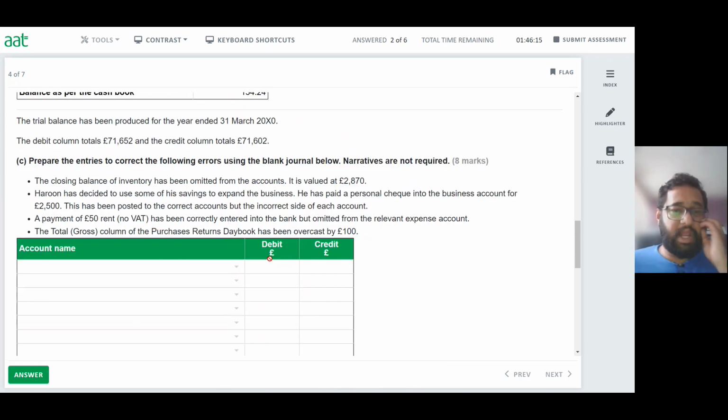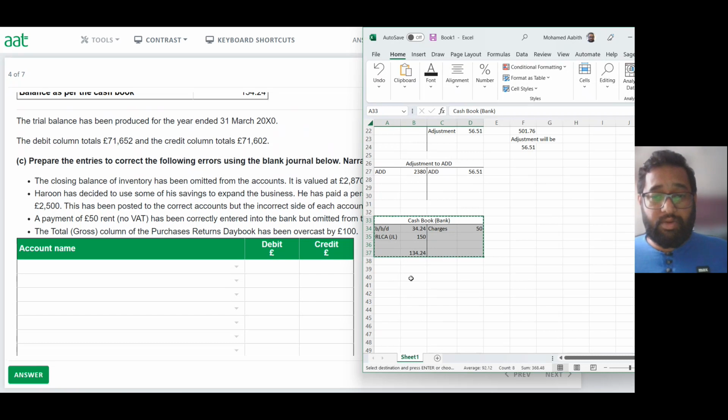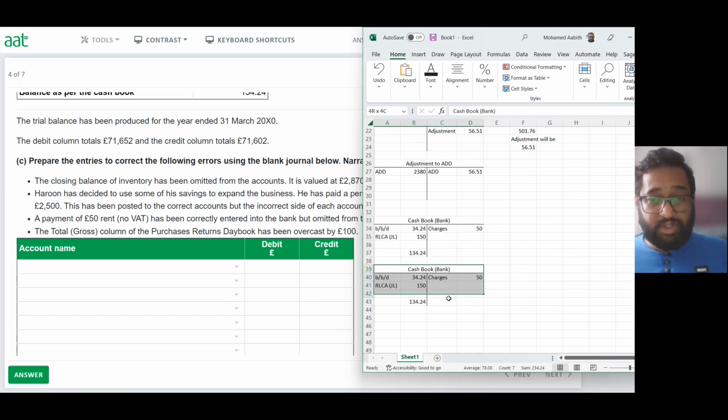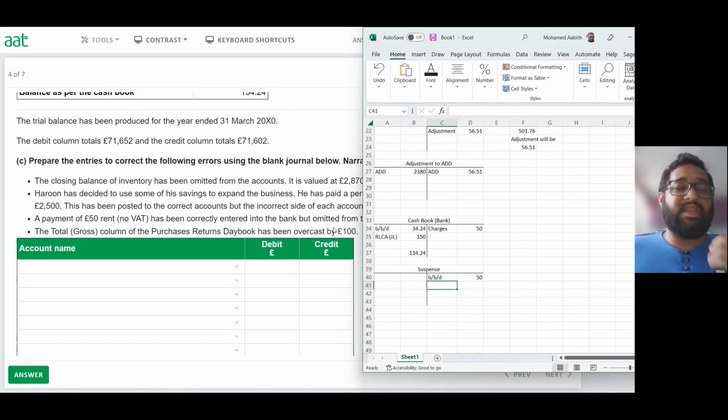Now let's see this question here. They're talking about a trial balance that has been produced for the year ending on March 31st of 2010. The debit column was 71,652. The credit column was 71,602. So now, what is the idea behind it? Because they want you to know we have to create a suspense account. So let's start with that here. We say suspense account, and we will start with the balance on the credit side, balance brought down. Why? Because that is where the amount is lower. So once you put the suspense account, your debit and credit will match.